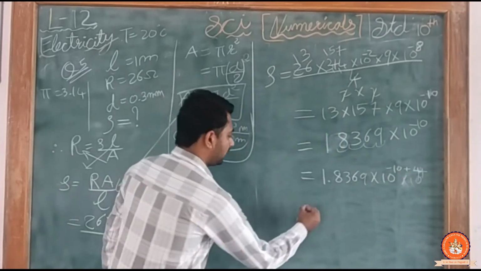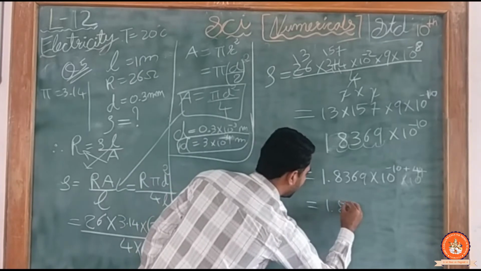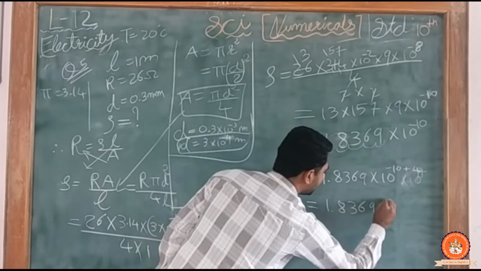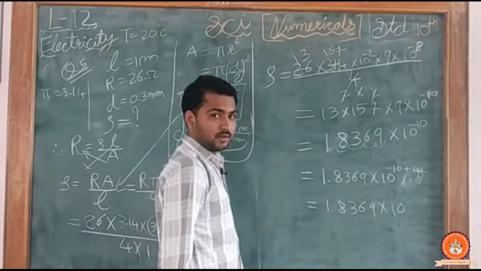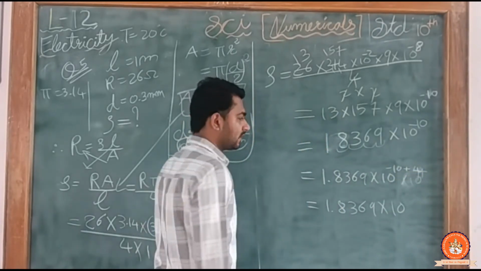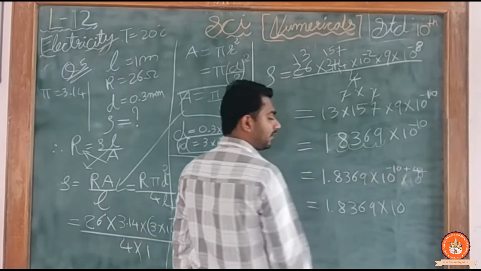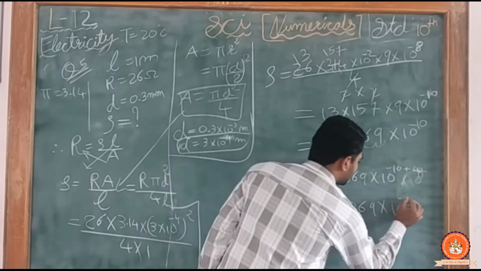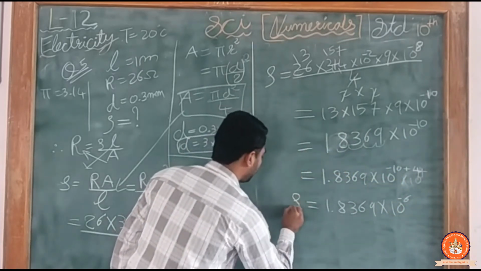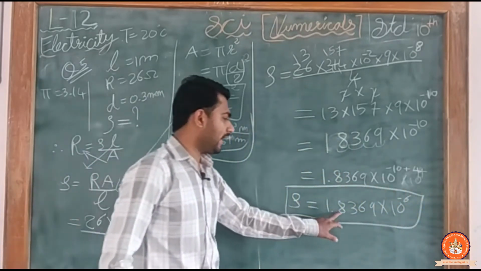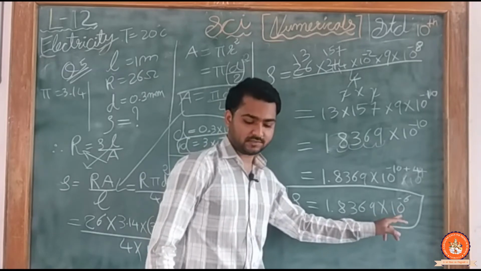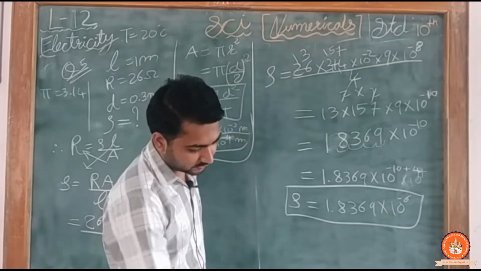ठीक है, so 1.8369 into 10 raised to minus 10 plus 4, that means 6. 10 minus 4, that means 6, and here is the bigger value sign, that means minus 6. So value of rho is equal to 1.8369 into 10 raised to minus 6. See in your book, you get the answer.